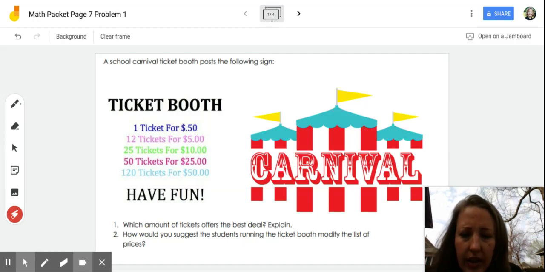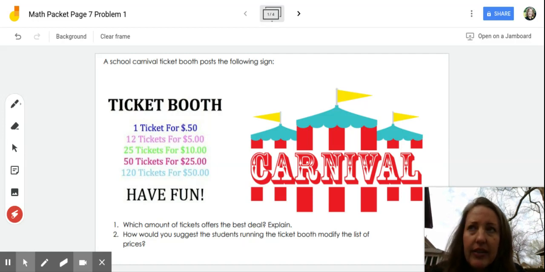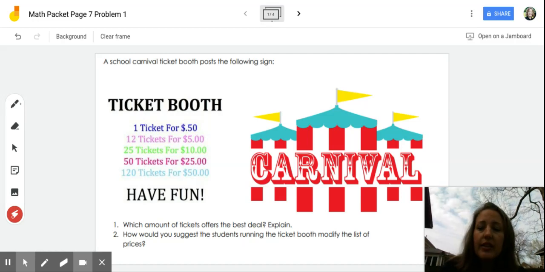So here's our question. Which amount of tickets offers the best deal? And we are to explain our thinking. And then the second question says, how would you suggest the students running the ticket booth modify or change the list of prices? So first of all, for the first question, there's one answer. But for the second question, there's many, many ways to think about it.